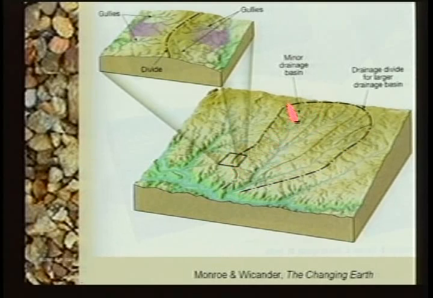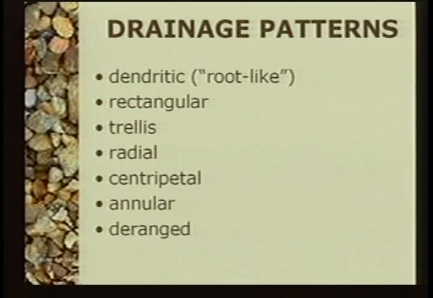Okay, note that here's an area, a topographic high, so water that falls on this side will flow in this direction off to the right, and water that falls on this side will flow off in this direction to the left. But we can have smaller drainage basins within the larger one as well. Drainage patterns develop dependent on the topography and the underlying rocks. We can have dendritic or root-like, rectangular, a trellis system, a radial system, that does sound just like what it is, a circle, centripetal, annular, and if it doesn't fit into much, it's deranged.